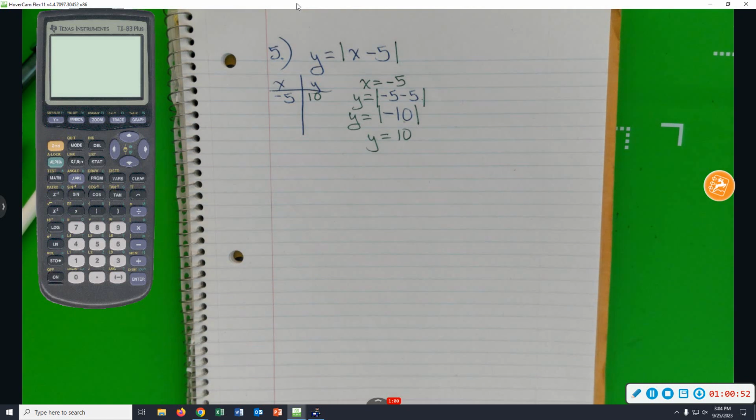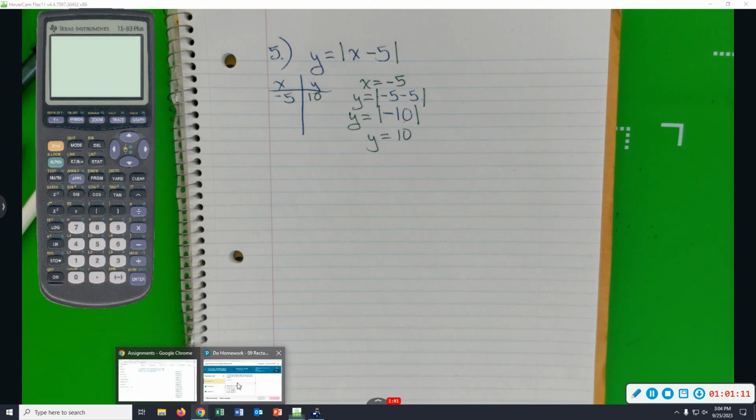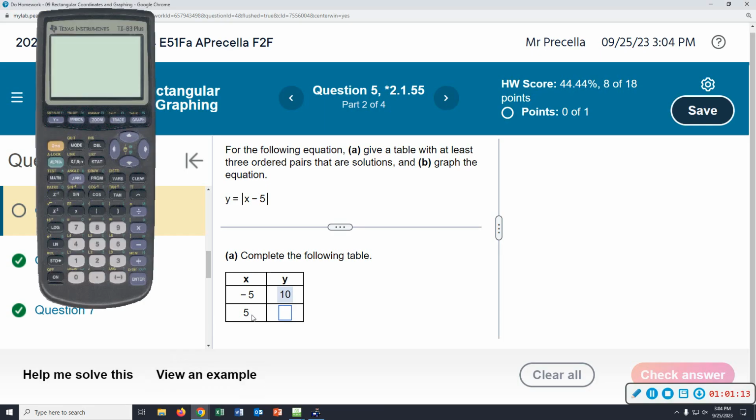Any questions there? Once you plug in the x value and simplify, you have to remember to take the absolute value. And of course the common mistake is people use -10. They forget about the absolute value bars. Now they're going to give us another number. The next number is a +5. So let's plug in a +5.